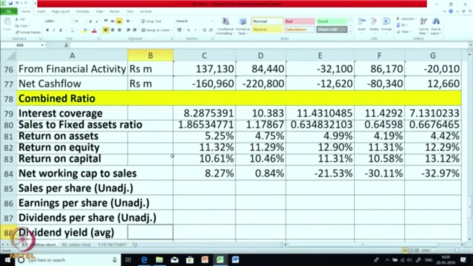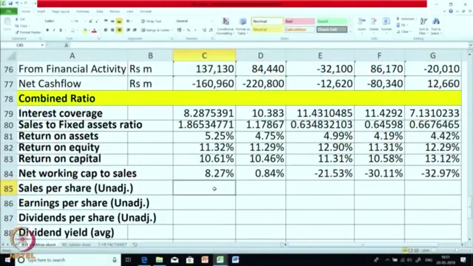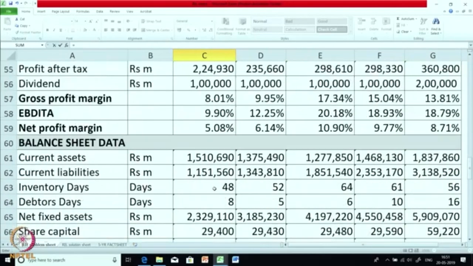So, we had come up to this net working capital to sales ratio, and we had seen that the movement is really very interesting, from plus 8% to minus 32%. So much is a negative working capital now as a percentage of sales. Next one is sales per share. So take the sales and divide it by number of shares.